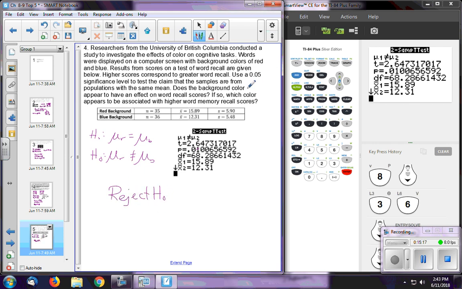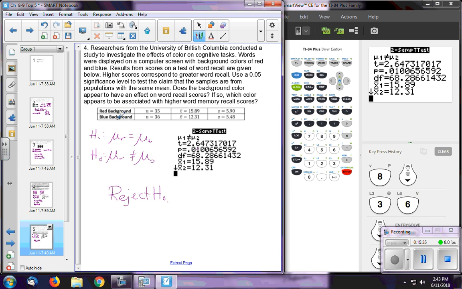P-value is smaller than alpha, which means that we do have sufficient evidence to conclude that the means are in fact different, which, if the means are different, implies that one of those colors has a higher word recall rate than the other color does.